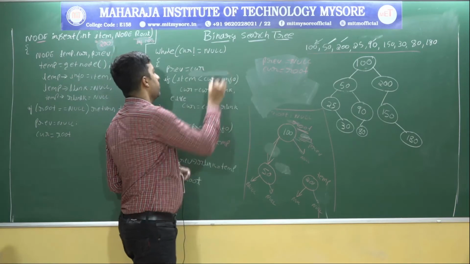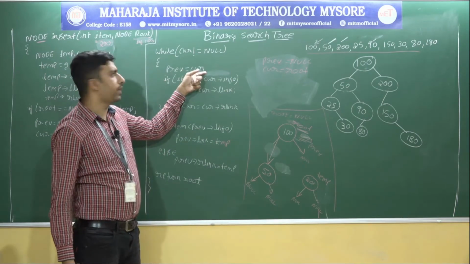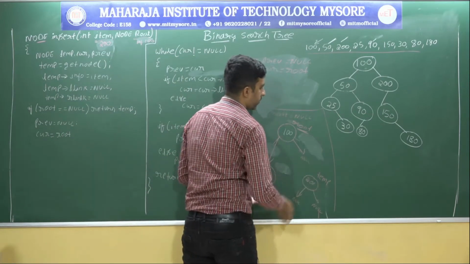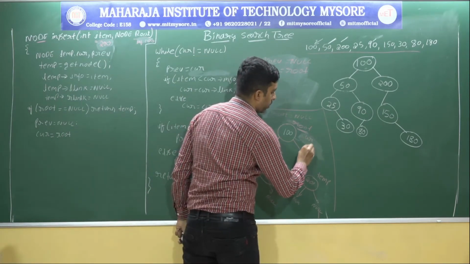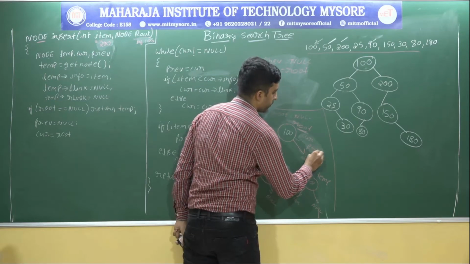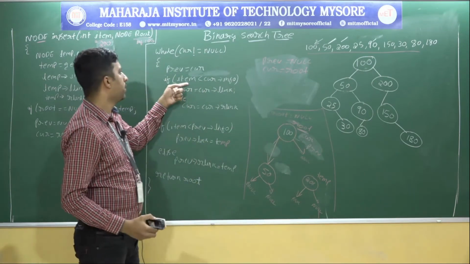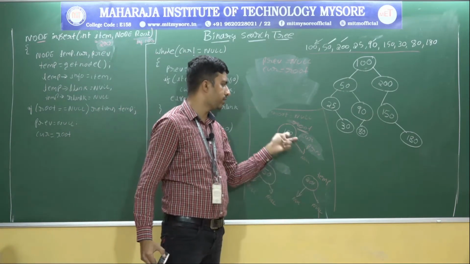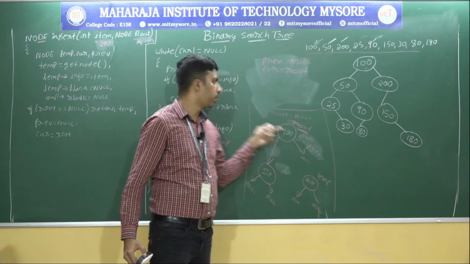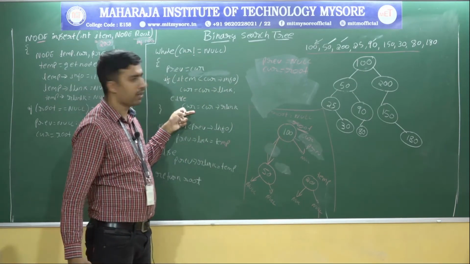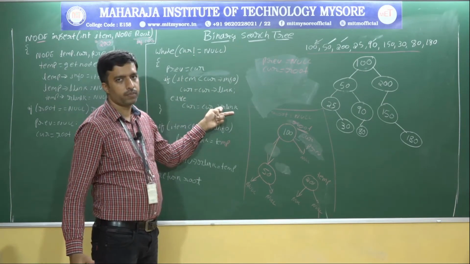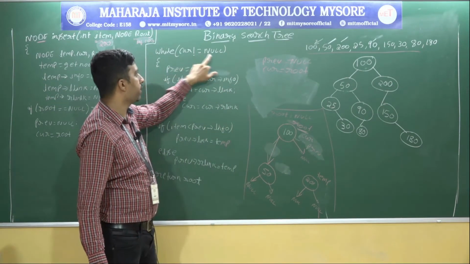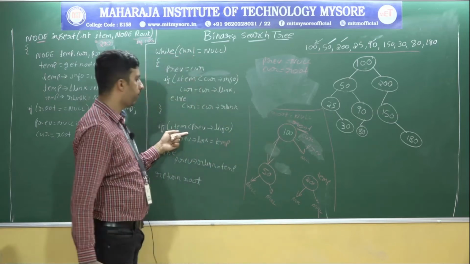If previous is equal to current, I am going to rename this one as current and replace this one as previous. If item is less than current of info: is 200 less than info of it? No. For that reason it goes to the else part and moves towards the right. Now the current of link is null, so it comes out of it.